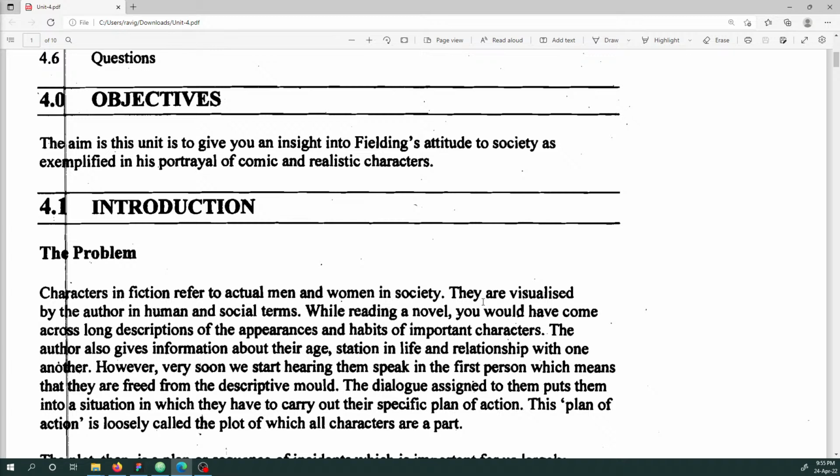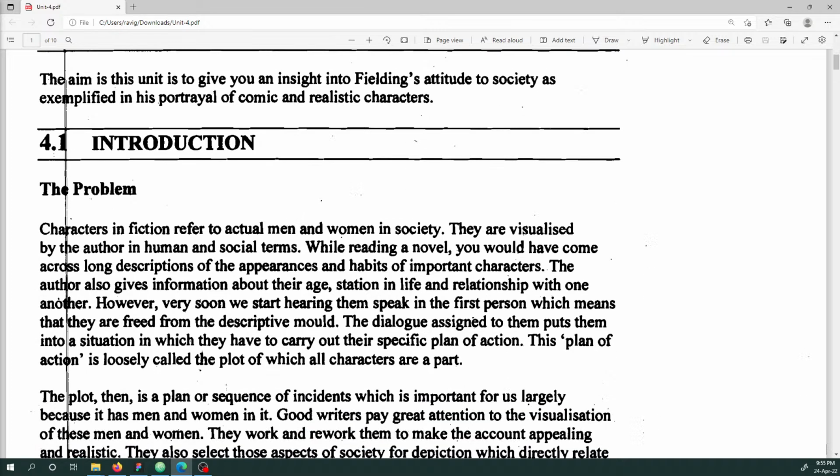However, very soon we start hearing them speak in first person, which means that they are freed from the descriptive mode. The dialogue assigned to them puts them into a situation in which they have to carry out their specific plan of action. This plan of action is loosely called the plot, of which all characters are part.